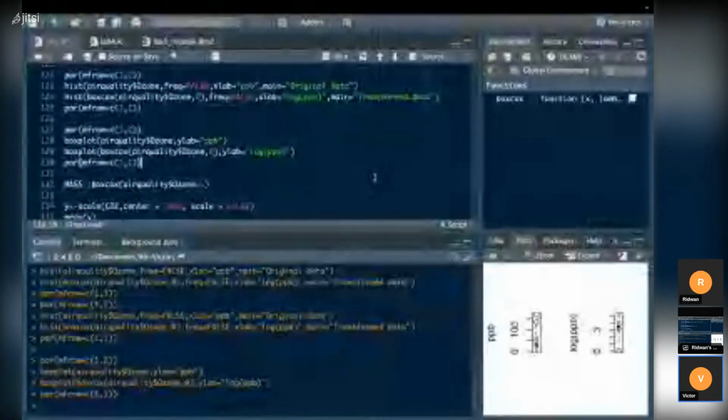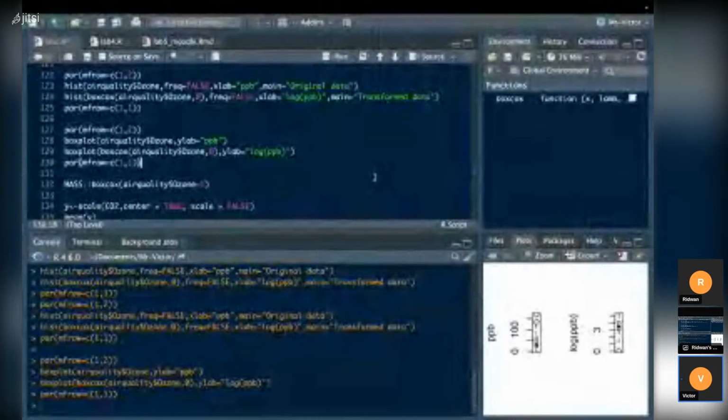I think the histogram even explains it better when it is transformed. So the idea is to transform it to become a bell shape, which is the normal distribution. Exactly. Okay. Exactly.